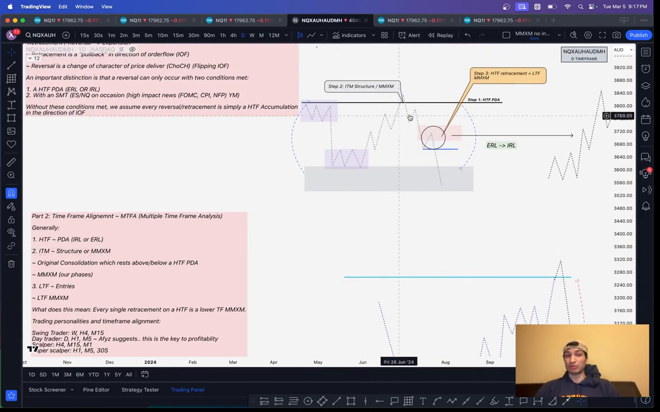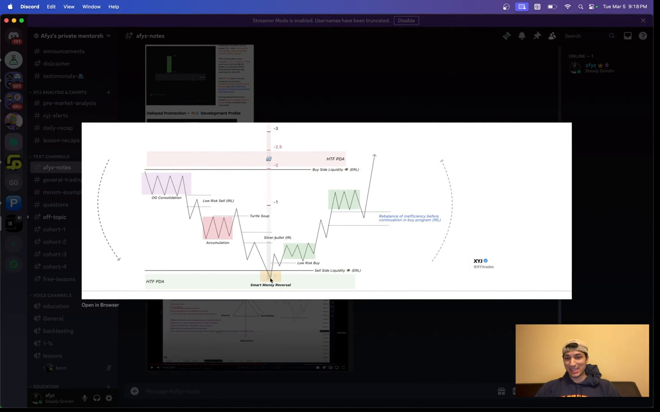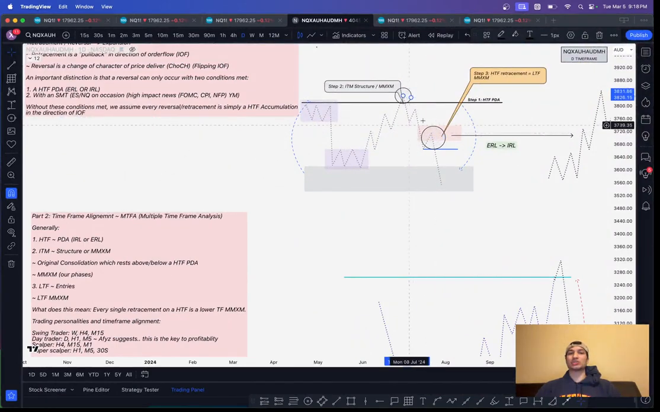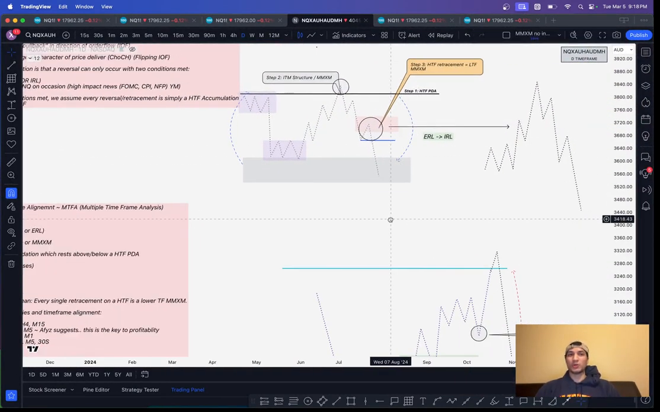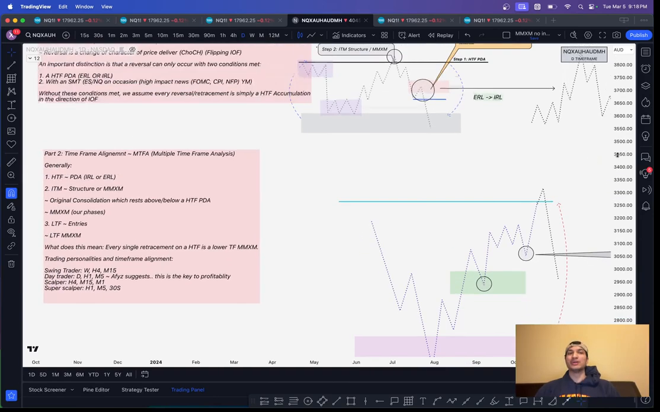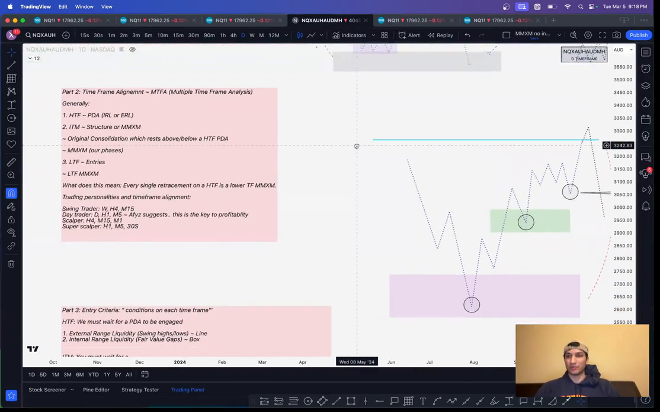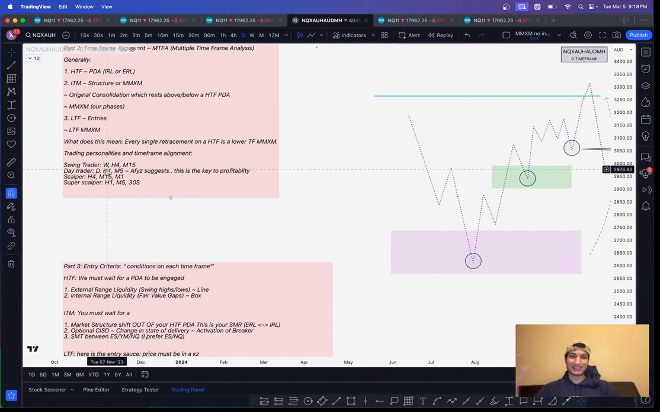Essentially, you're never going to be trading a reversal. You're not trading this reversal up here. You're just trading a continuation from a pullback. At all points in time, you are never going to be sniping the turtle soup, high or low of the market maker model. You're not going to be entering on this area. You're going to be entering on these pullbacks: low risk buy, silver bullet. Low risk sell, silver bullet. These are going to occur as structural continuations in the direction of order flow. You're going to wait for structure to show you that you have a confirmed market maker model. So let's take a look at personalities and time frame alignment.